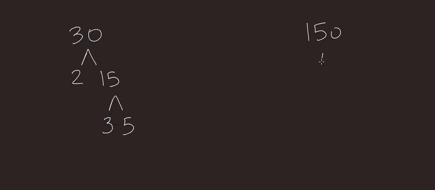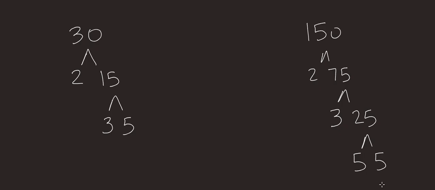What about for 150? 2 and 75. 3 times what equals 75? 25. And then here, factors of 5 that are prime would be 5 and 5. Now, once we've done a factor tree for both these numbers, we can see, are there any prime factors they have in common? There are.